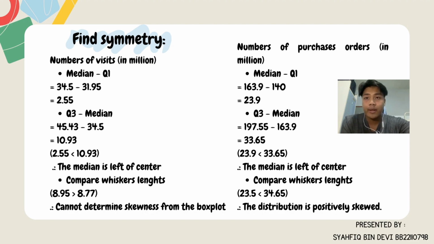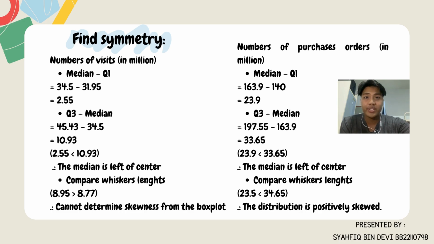Find symmetry. Number of visits, median minus quarter 1 equals 2.55. Quarter 3 minus median equals 10.93. The median is left of center. Compare whisker length. It cannot determine skewness from the box plot.